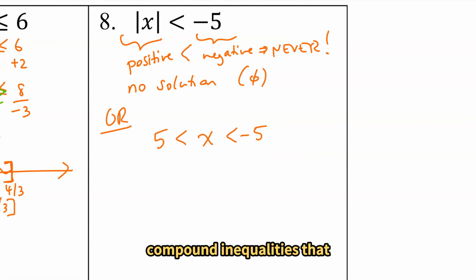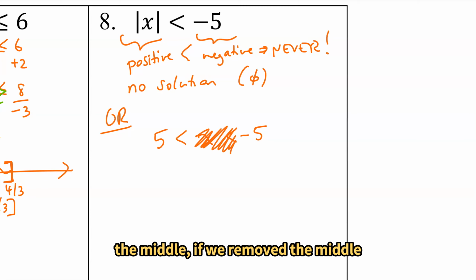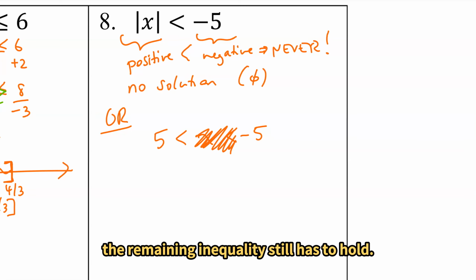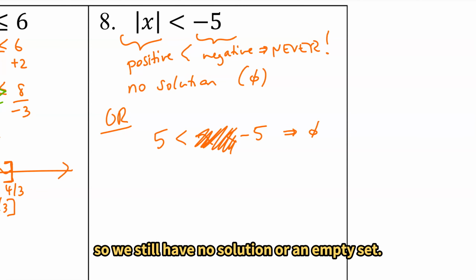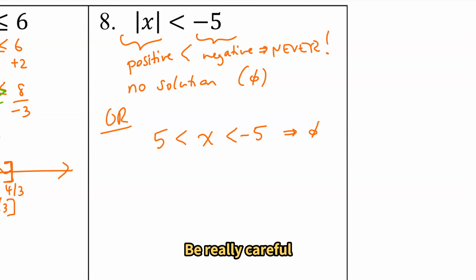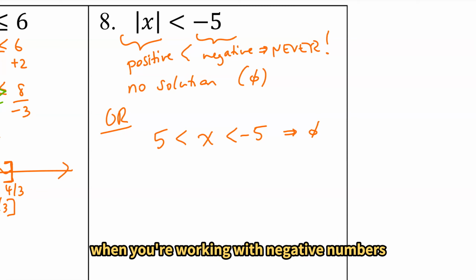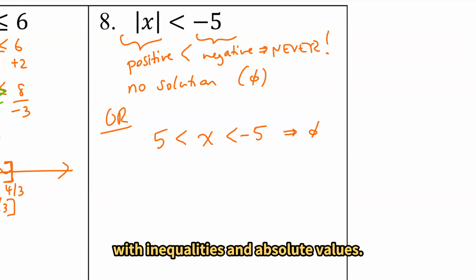Remember when we talked about compound inequalities that if we removed the middle, the remaining inequality still has to hold. And 5 is not less than negative 5. So we still have no solution or an empty set. Be really careful when you're working with negative numbers, with inequalities and absolute values.